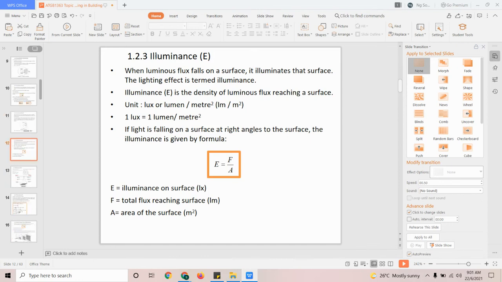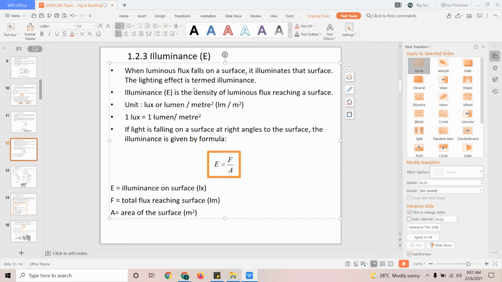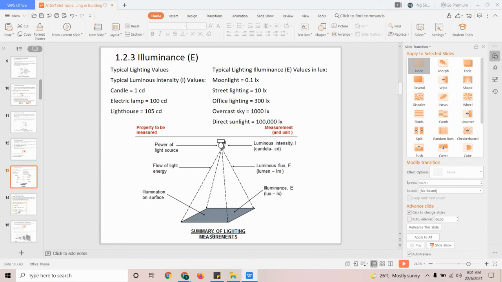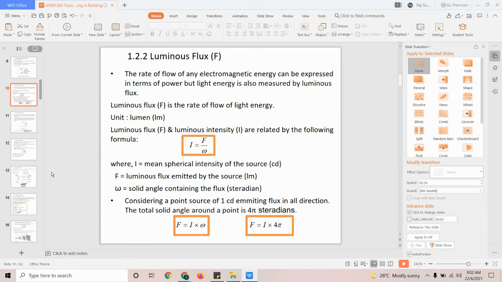Okay, then finally, we have illuminance. When you have a diagram such as this in real life, you are actually able to measure how intense the light source is. So we can represent this lighting source with I, which is the candela. And then the flow of light energy, which is flux or lumen, from point A to point B, can be calculated using the formula here.